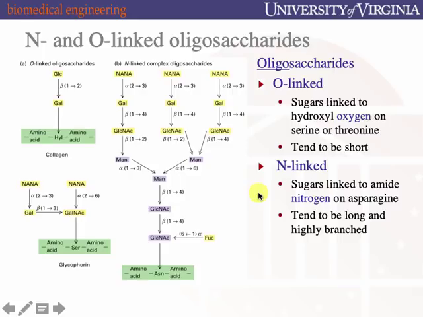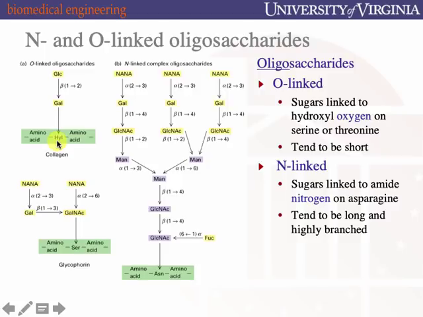The O and the N refers to the side chain, the exact functional group on the side chain that gets elaborated with these sugar modifications. O-linked glycosylation occurs on an oxygen. That's where the O comes from. And that oxygen can be on serines or threonines. Recall those are also the hydroxyls that will get phosphorylated in different kinase-catalyzed reactions. Or other modified amino acids.